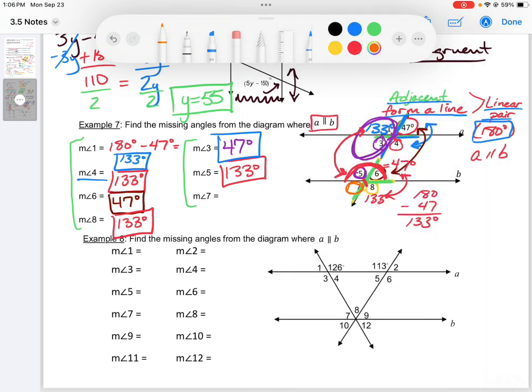And lastly, angle 7. Angle 7 corresponds to angle 3, so we know it's 47. Also, it forms a linear pair with angle 8. That means angle 7 plus angle 8 adds up to 180. And that gives us 47 degrees.